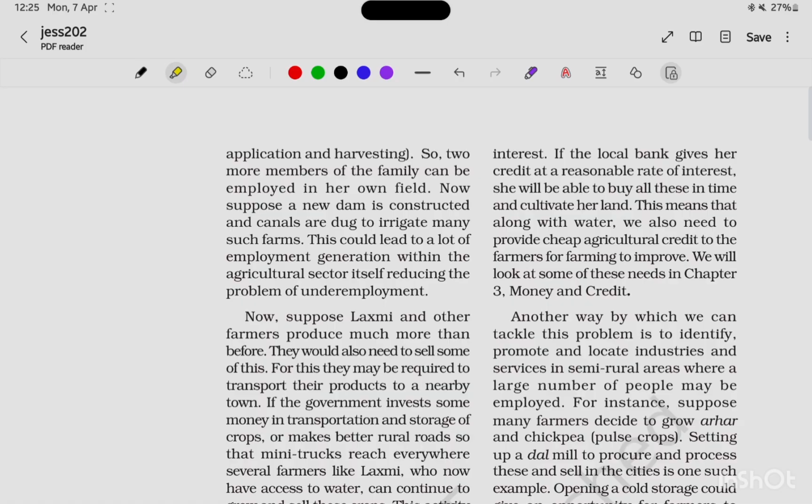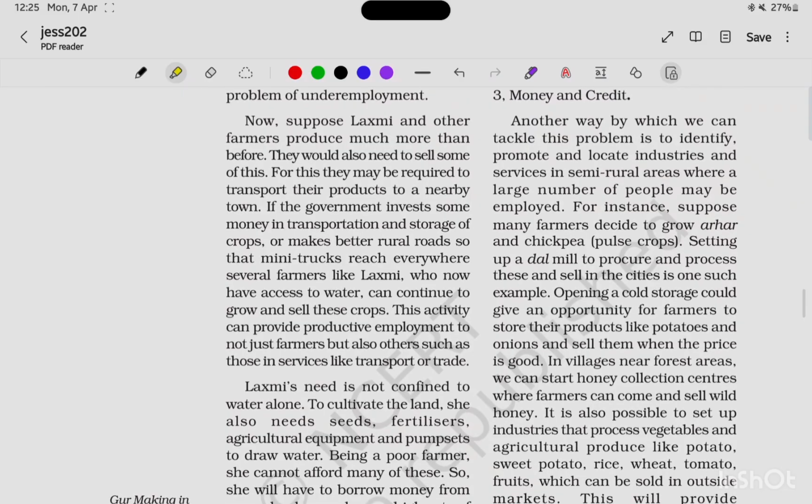Now, suppose a new dam is constructed and canals are dug to irrigate many such farms. This could lead to a lot of employment generation within the agricultural sector itself, reducing the problem of underemployment.